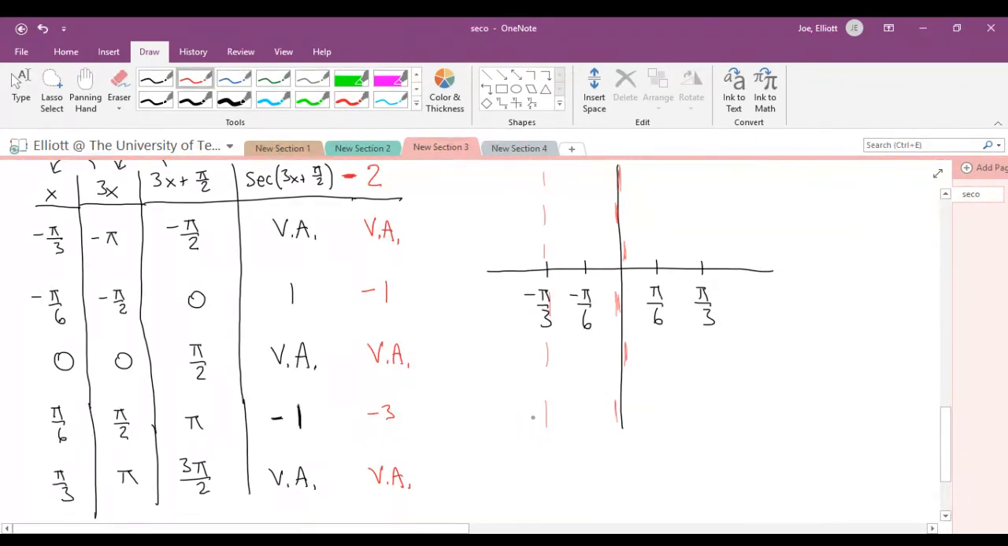And then the vertical asymptote at pi over 3 as well. Now at minus pi over 6, our function should be equal to minus 1 there. So let's say that's minus 1. So we should be starting here, and then for this first one, the secant function opens upwards. So it'll be something like this.